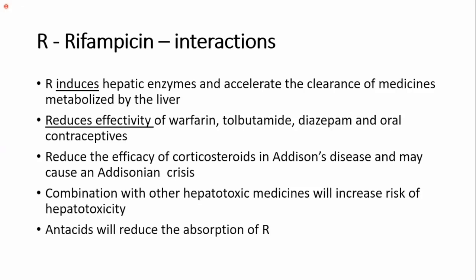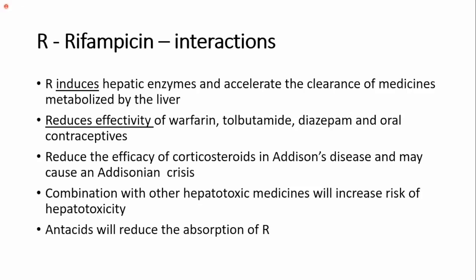And the corticosteroids in the body will also be metabolized in the liver. So rifampicin will also induce that metabolism. Therefore, there will be a deficiency of corticosteroids in the body, which will manifest as Addison's disease. So that can manifest as Addisonian crisis. And if you combine rifampicin with other medicines which are also hepatotoxic, so you are giving two medicines that are hepatotoxic together, that can worsen the hepatotoxicity.